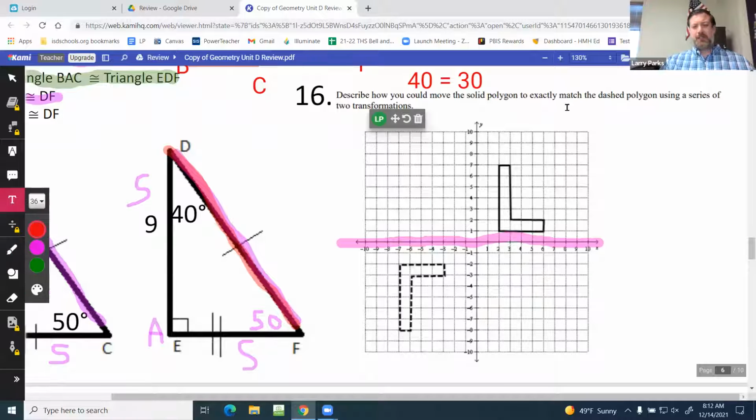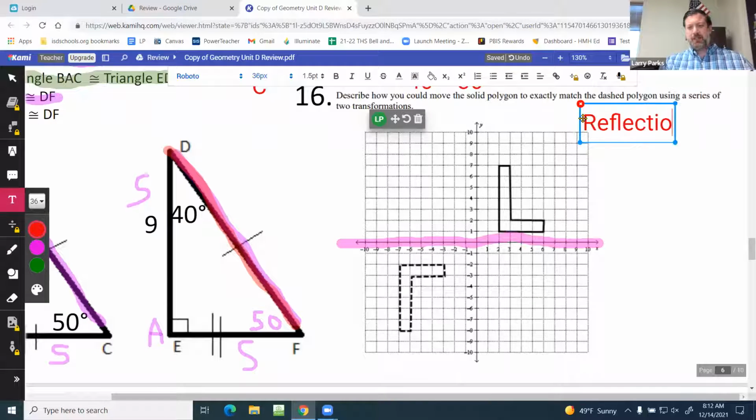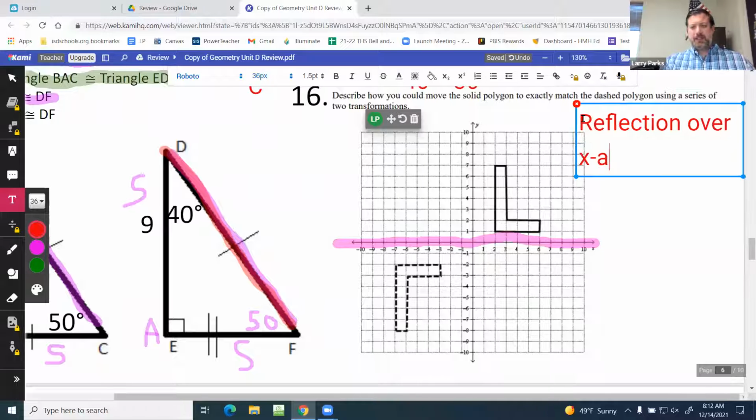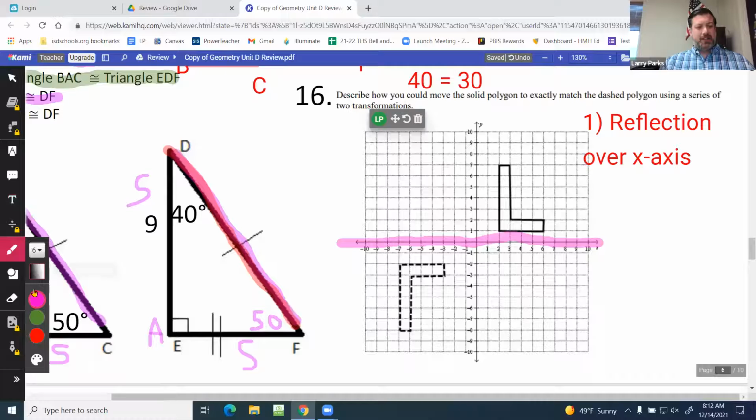We call that a reflection. So I'd say reflection over the x-axis. That's the first thing I would do. And then notice that if that's one up, this becomes one down. That's 7 up, it'd go 7 down, that'd go there. And then this is 2 up, so it'd go 2 down right there.